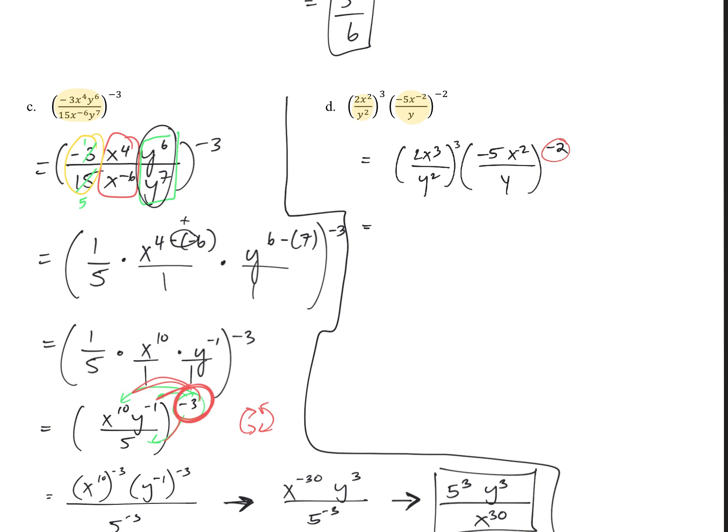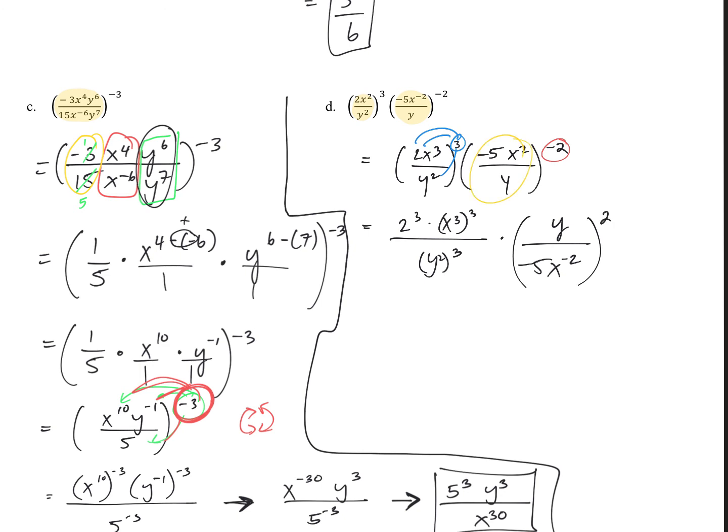And while I'm at it, I'm going to go ahead and distribute that 3 to all of the terms. So I have 2 to the 3rd power times x to the 3rd power all over y squared to the 3rd power times, and we take the reciprocal, so we get rid of that negative 2. We'll have y over negative 5x to the negative 2 to the 2nd power. So notice, everything on the inside, the signs and everything stay the same. All we do is we flip it, and our number now becomes a positive instead of being a negative.